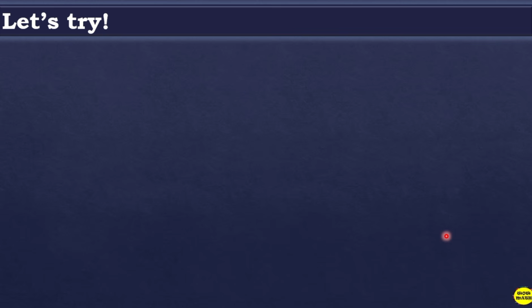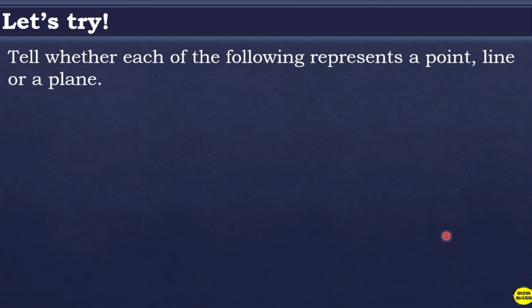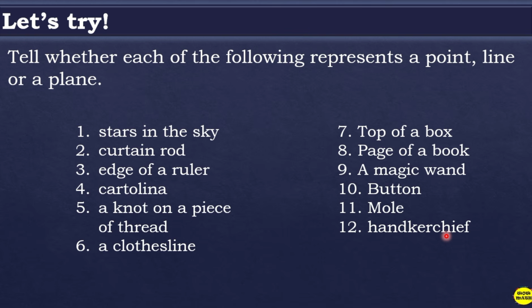Now, let's try. Tell whether each of the following represents a point, a line, or a plane. I have here 12 items. I'm giving you 10 seconds. If the time is not enough, you may pause the video so you can think correctly. Okay, so let us answer.